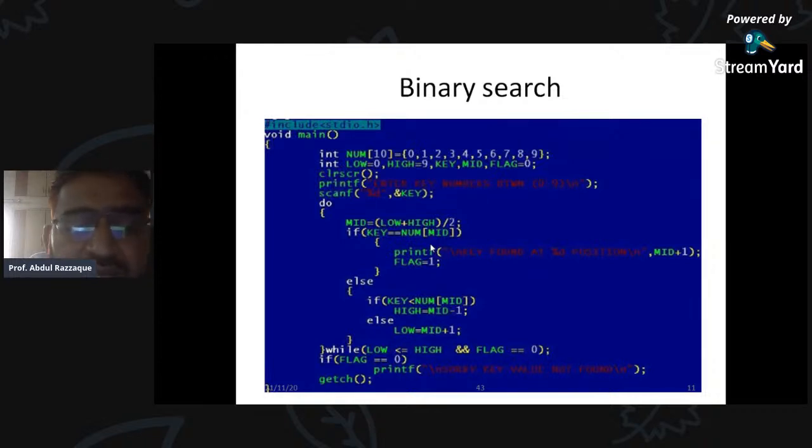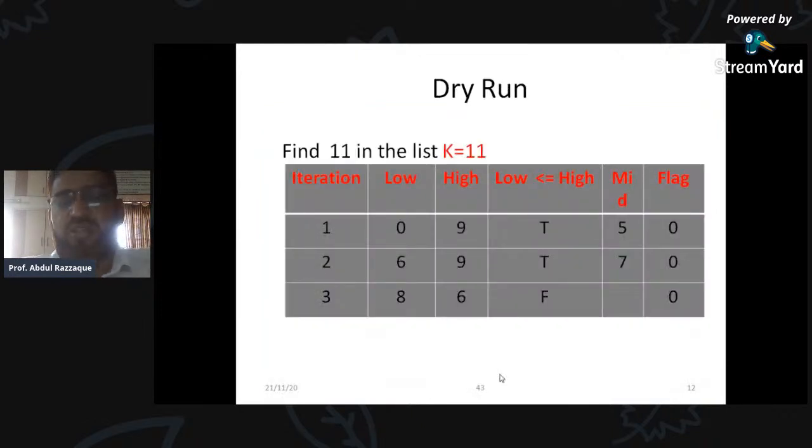And at last, we are checking if flag is 0. When will flag be 0? When the match is never successful. So flag was 0 and it will remain 0. If it remains 0, it means no match is successful. If no match is successful, it means the element is not there in the list. So we will give the message that element is not found. This is the example of dry run.